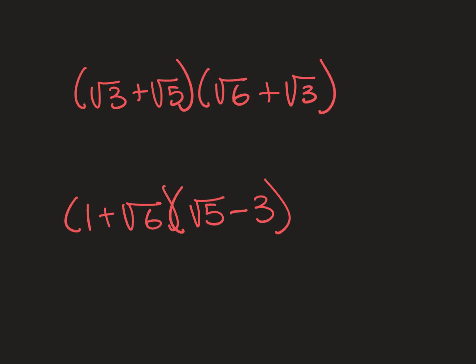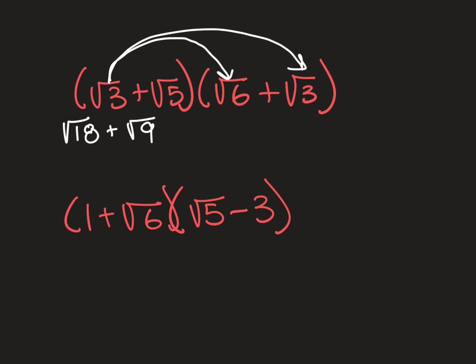We have 2 more examples here, and it's still like distributing. It's just distributing twice, right? It's like we're foiling. So you just want to do one thing at a time. Square root of 3 times square root of 6 is the square root of 18. Square root of 3 times the square root of 3 is the square root of 9. Then I'm going to come back for the square root of 5 times the square root of 6 gives me the square root of 30. And the square root of 5 times the square root of 3 gives me the square root of 15.